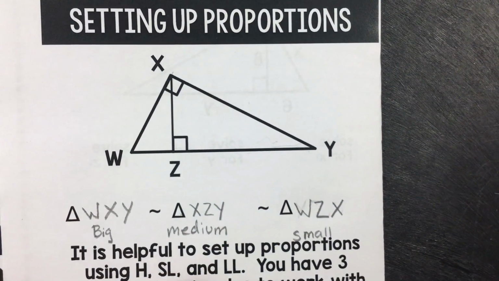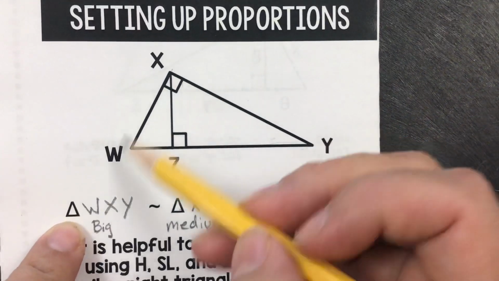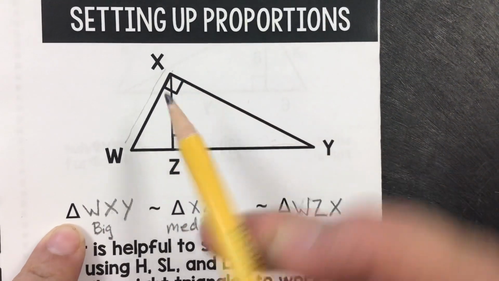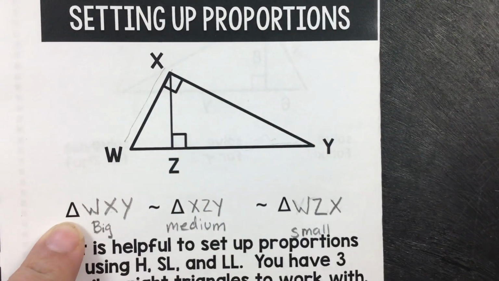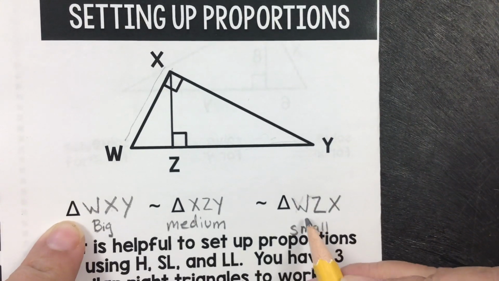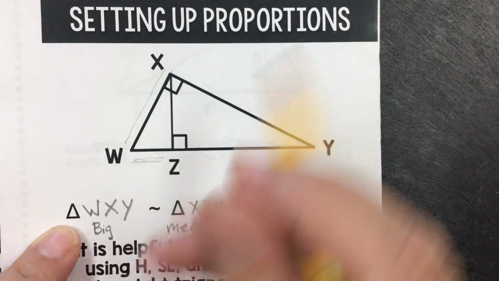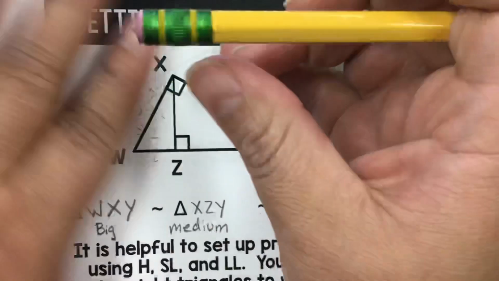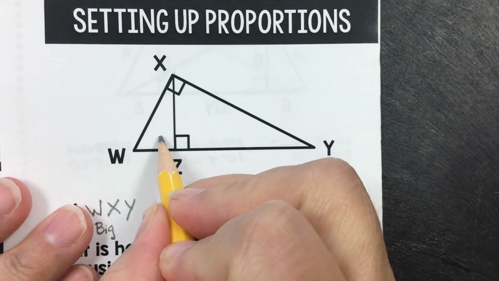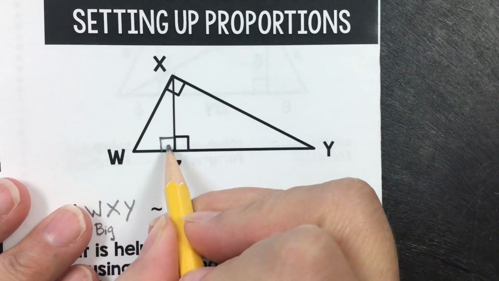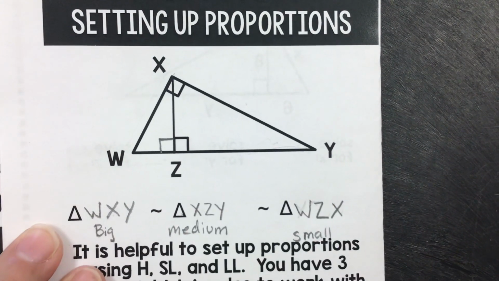Okay, so why did I change the order? Remember how I told you that WX was the small side of the big triangle? The reason that I had to change the order of the small one is because we have to say the small side of that small triangle. I need you to write a square right here to indicate that that is also a right triangle.